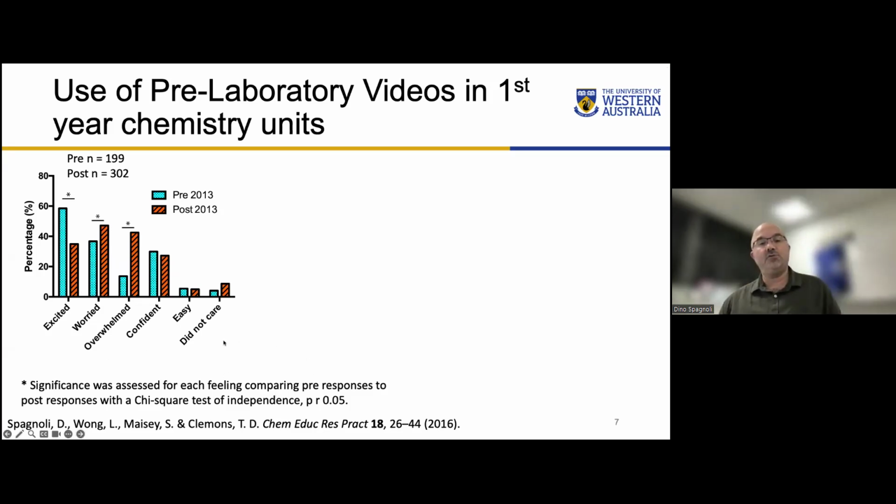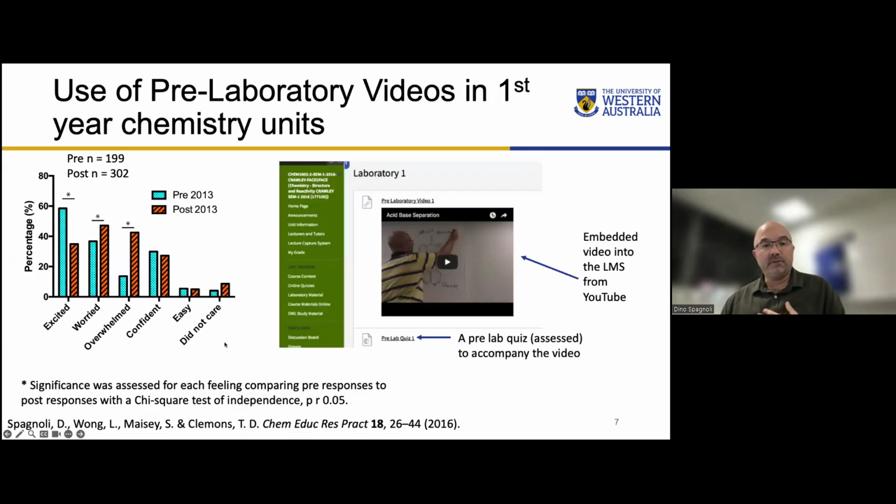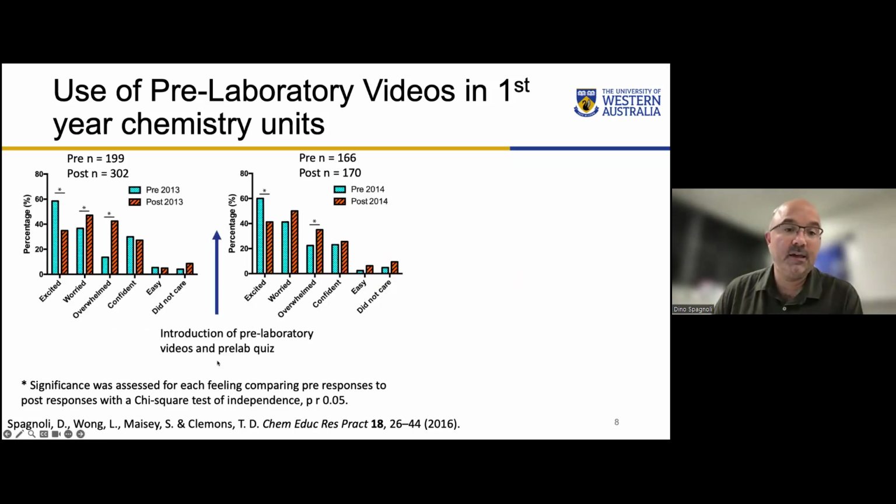And so when I went to the literature and we decided to do something about it, the first thing we did was to put in those pre-laboratory videos and have an online quiz for them to complete based on the video that they watched. And so we embedded these videos into the LMS. It was watched by students. We knew because we could see the view counts. And then we did a similar survey in the following year once we'd implemented it.